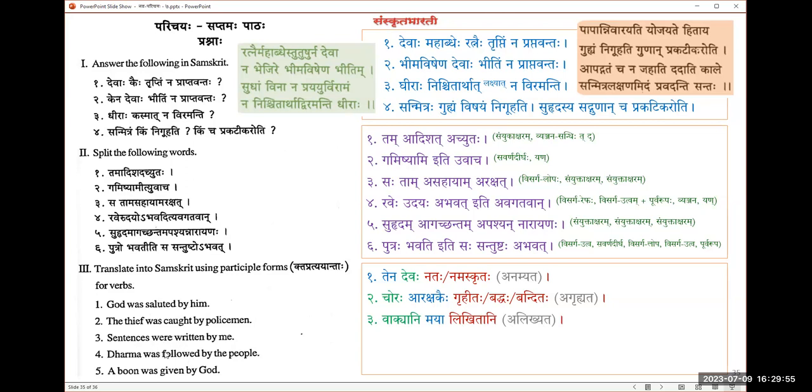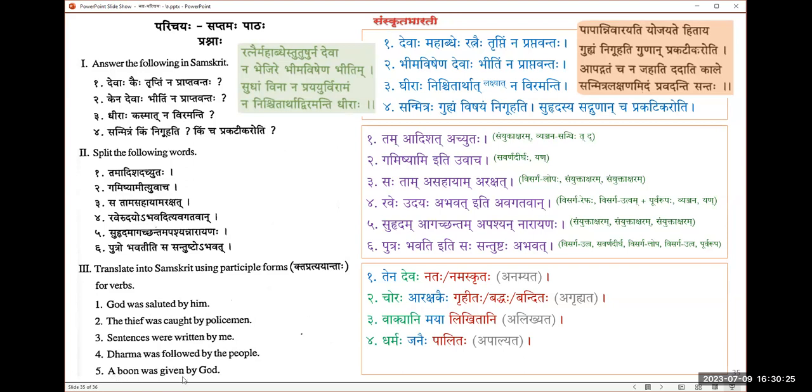So who else unmuted and wanted to participate? Rajiv Varya. Yes, sir. Dharma was followed by the people. Janehi dharmaha charitaha. Well done. I like the word charitaha. So acharitaha is slightly better. You use the ang sense. The janaihi dharmaha acharitaha. Palitaha. Right. Well done. Full marks.